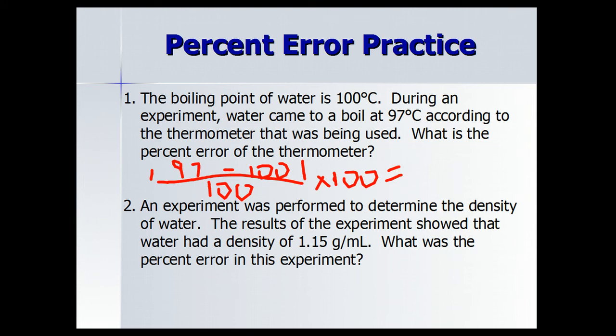So 97 minus 100, that's going to be negative 3, right? But we're going to take the absolute value of that. So we have 3 divided by 100, and that's times 100. So that's going to be 3%, guys. Our answer for number 1 is 3%.